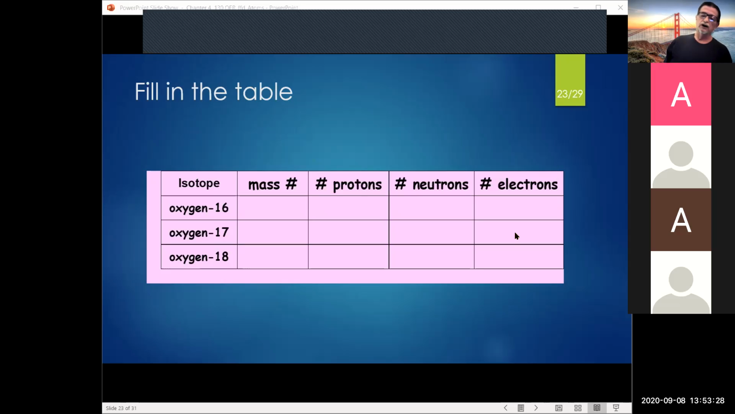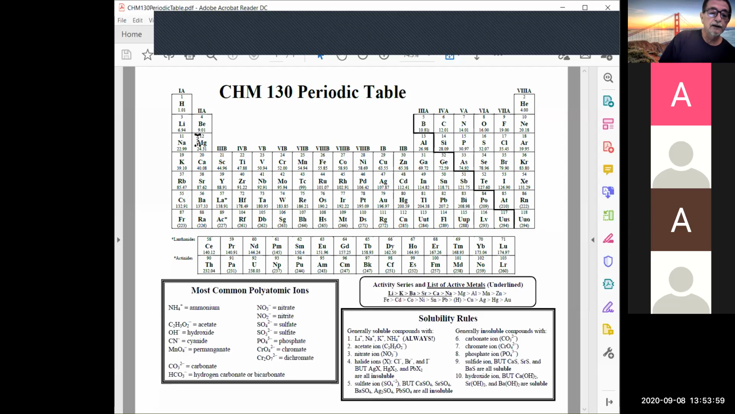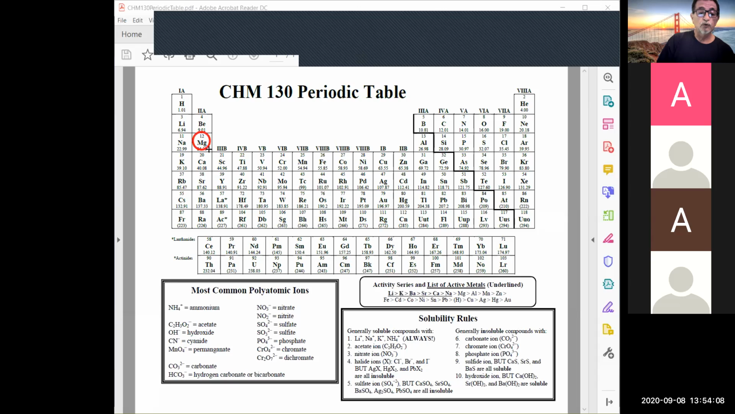So let's take an example here. Oxygen 16, oxygen 17, and oxygen 18. Now, with the information I gave you, you could be asked the question, what is the most abundant isotope of oxygen? How would I figure that out? What could I do? For that matter, for any element, let's take magnesium, which is number 12 right there. If you're asked, based on the periodic table, which is the most abundant isotope of magnesium? What do you mean by abundant? Abundant in what? In amount.